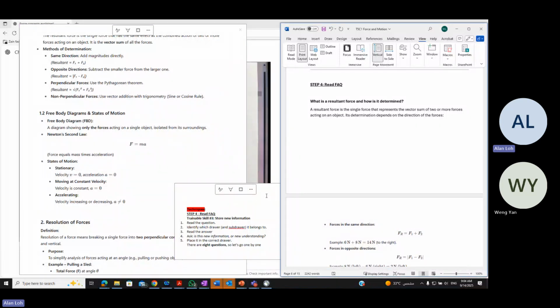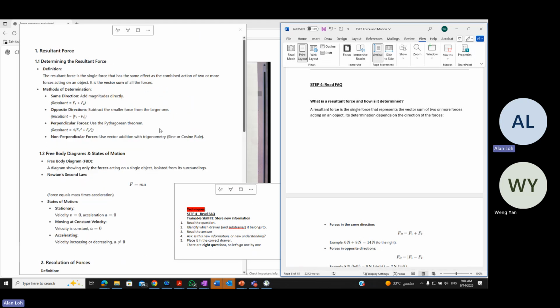Okay, we will continue step 4, FAQ. Read the FAQ. So same drill. If you've forgotten what the drill is, then you read the techniques. All right, else, let's continue.